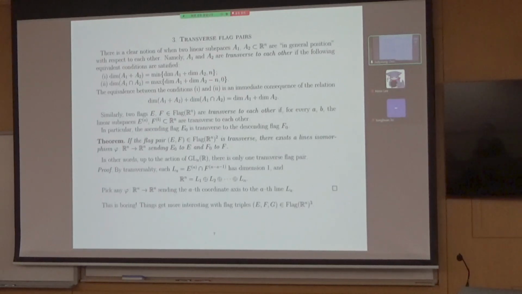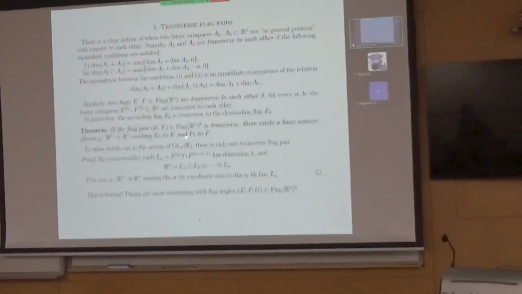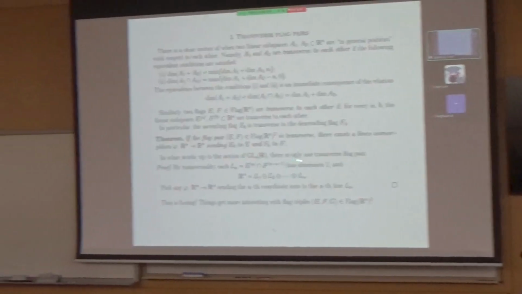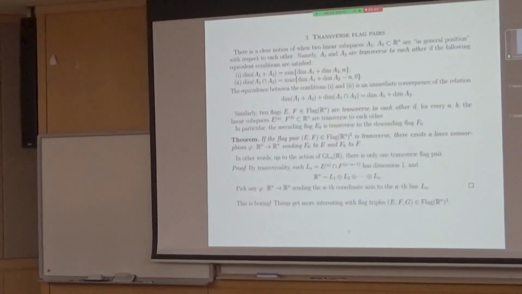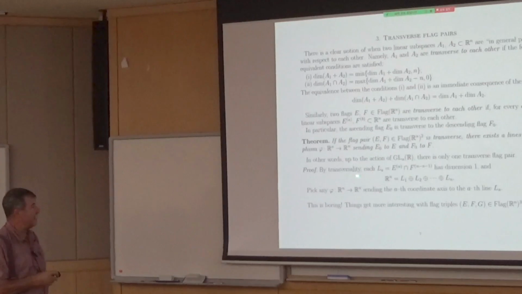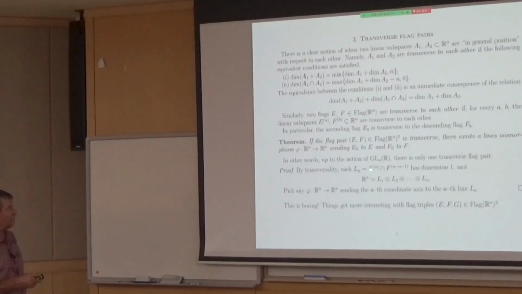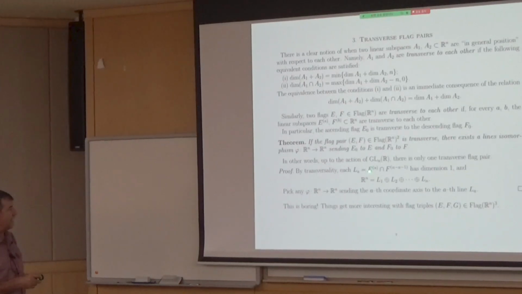And so, in other words, up to the action of the group GLn, there is only one pair of transverse flags. And why is that? Well, by transversality, if you look at the intersection of the a-dimensional space of the first flag E and the (n-a+1)-dimensional space of the flag F, this intersection has dimension 1 by this formula.